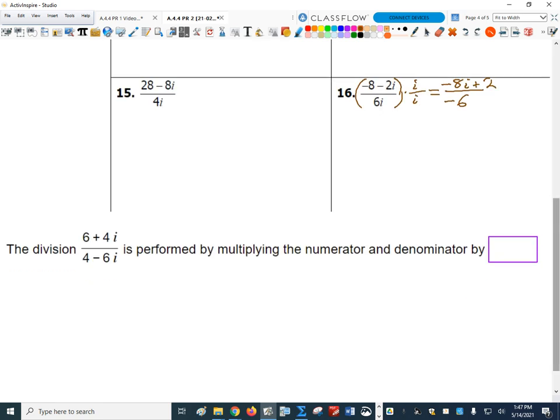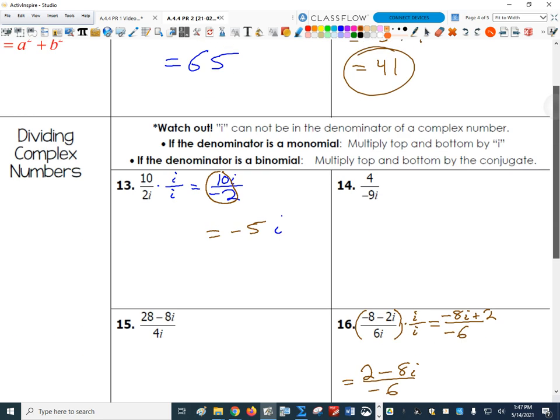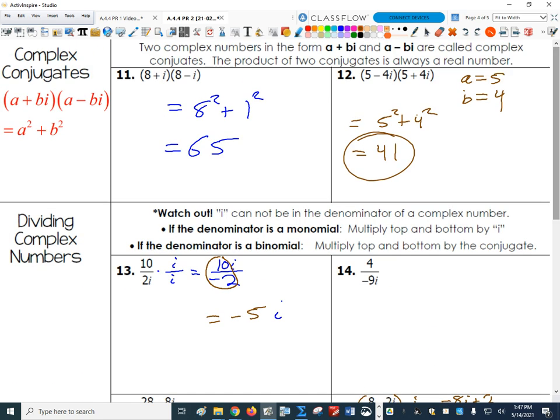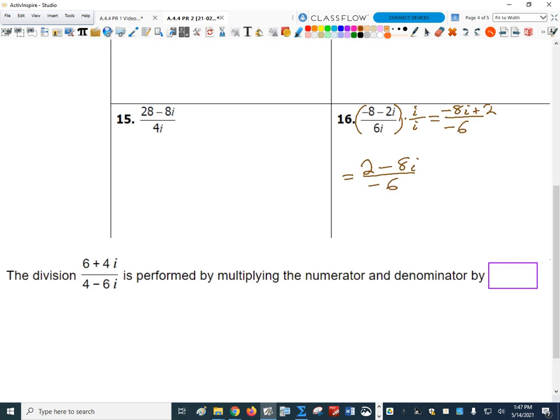Okay, so now let's split that up into two different fractions. I'm going to write the top in standard form. So that's going to be 2 minus 8i divided by the common denominator, -6. But we want our answer to be in standard form, right? Standard form, remember, is the form a plus bi, and that doesn't mean that b has to be positive. It just has to be the real part plus the imaginary part times i, okay?